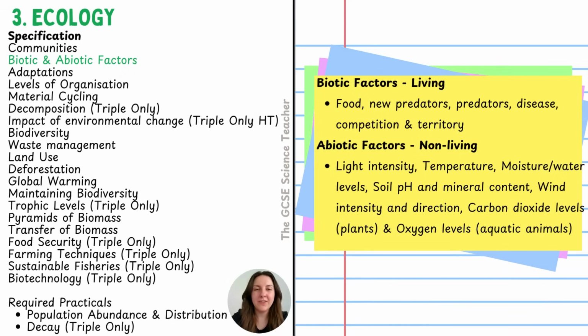Biotic factors are living factors such as food, predators, disease, competition, and territory. Abiotic factors are non-living, like light intensity, temperature, water or moisture levels, soil pH, mineral content, wind intensity and direction, carbon dioxide levels, and oxygen levels.